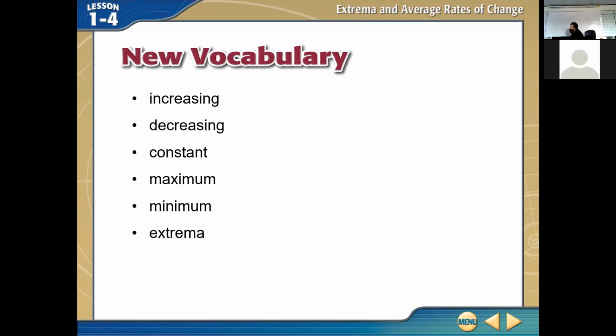Then you have extrema points. Extrema points are critical points where our graph either is decreasing and begins to increase, or it's increasing and then it begins to decrease. So it's kind of a change in the slope.